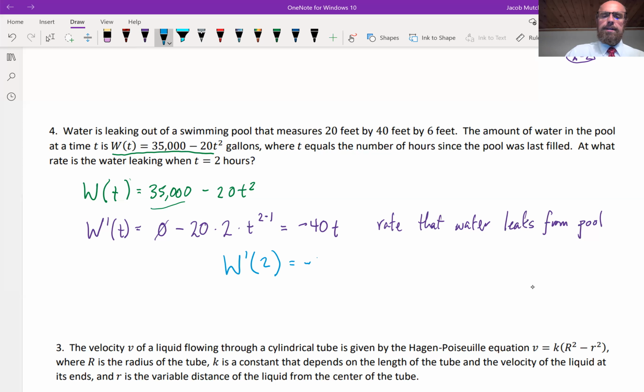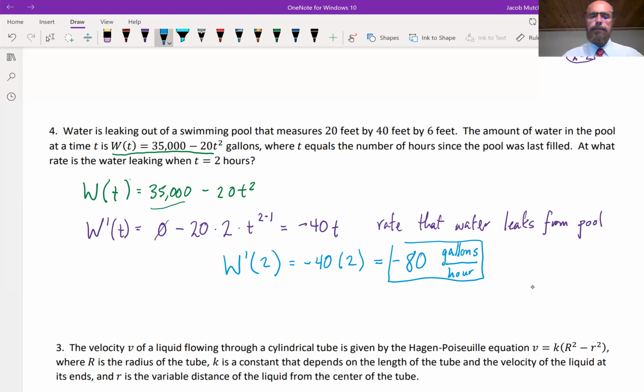I'm going to take my derivative, negative 40t, substitute in 2 for t, and that very handily gives me this rate of negative 80. And if I put units, it would be gallons, since that's the volume of the water, per hour. The time period here is an hour. We're losing 80 gallons every hour.